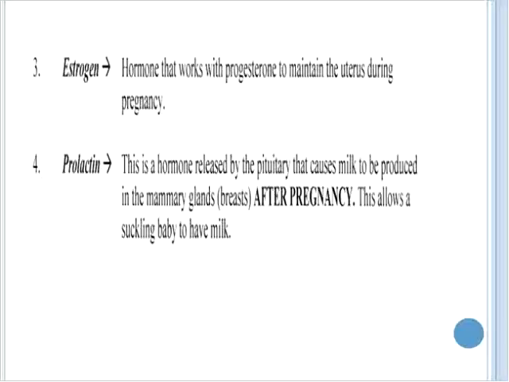Estrogen, another hormone involved with pregnancy. It works with progesterone to maintain the uterus during the pregnancy. And of course, there's also prolactin. Prolactin is released by the pituitary and causes milk to be produced in the mammary glands, breasts, after pregnancy. This allows a suckling baby to have milk.